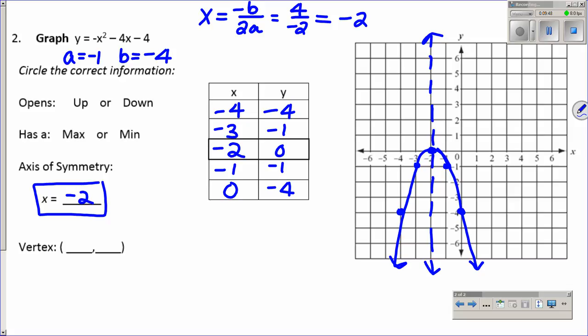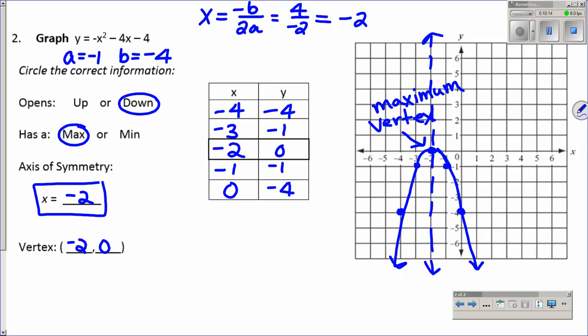So this time we're going to state that the parabola opens downward. When it opens downward, notice your vertex is now at the top of the parabola. So we refer to the vertex as a maximum value of the function. So we're going to come over and circle max. And our vertex is located at the ordered pair -2, 0.